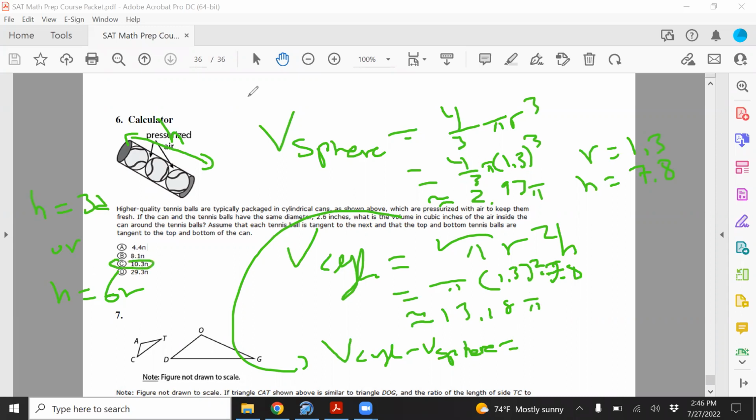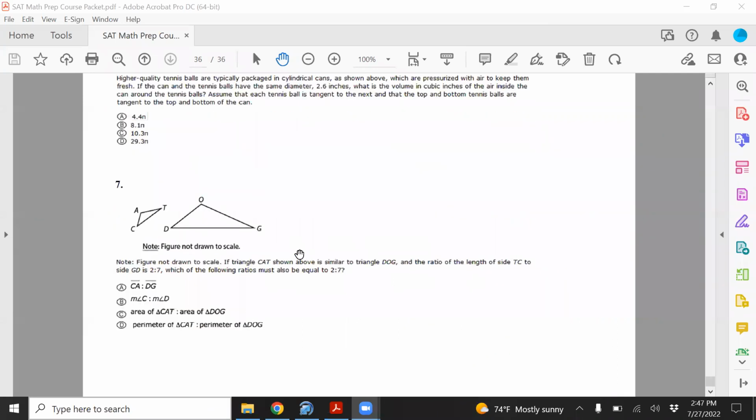So let's see. Okay, and then this last one here. These are similar because they said so. They say side TC to GD. So, for example, this could be 2, that could be 7. So I don't know what else must also follow the same ratio. Just take a sec to look through it. Tell me what you guys think.